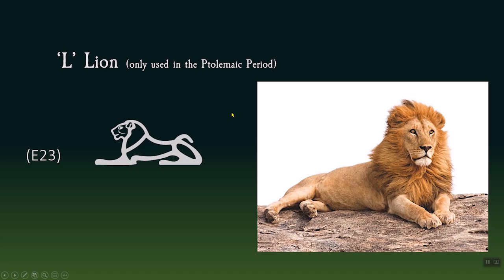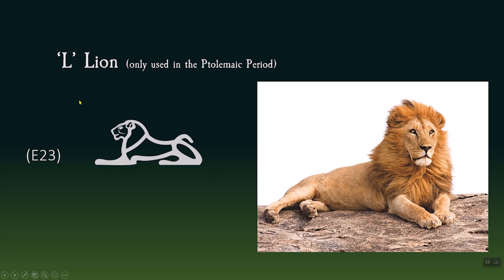Now this one is kind of interesting. This is L for lion, but this hieroglyph was really only used in the Ptolemaic period under the Greeks, and that's due to the fact that the Egyptians didn't really have an L sound in their language. And so it wasn't until the Greeks arrived that they needed a symbol to represent the letter L. This is E23 in our JSesh software. And again, you'll only really see this in the Ptolemaic period, in the Greek period.